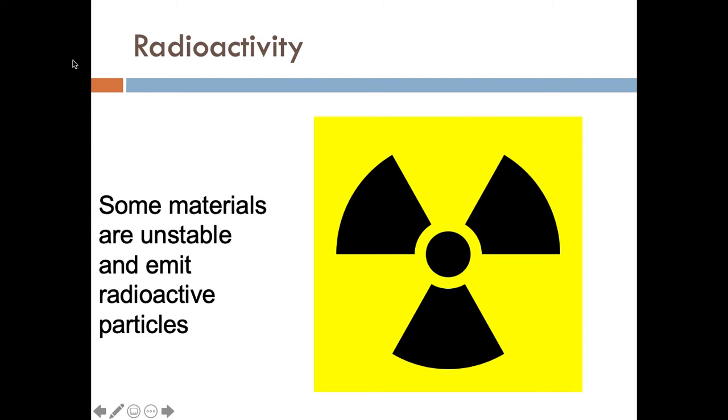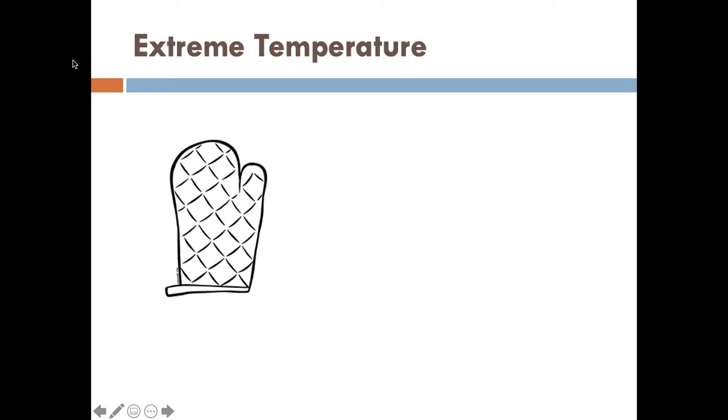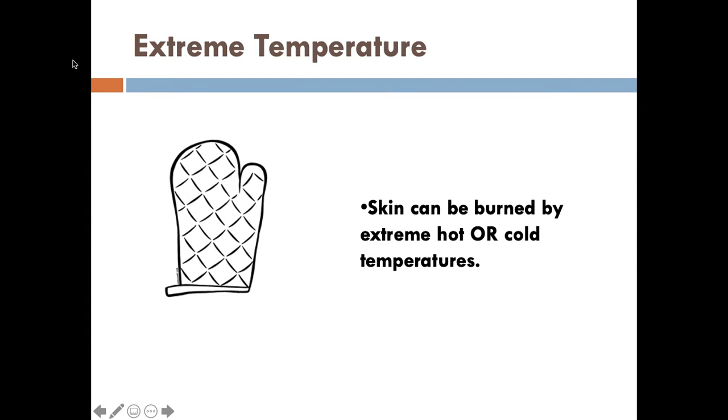Radioactivity. Some materials are unstable and emit radioactive particles, and they would have this symbol on them. So some kind of nuclear device or nuclear waste might have this symbol on it. And extreme temperature. If you see this oven mitt, it could be an extremely hot or extremely cold substance, either of which could burn you.